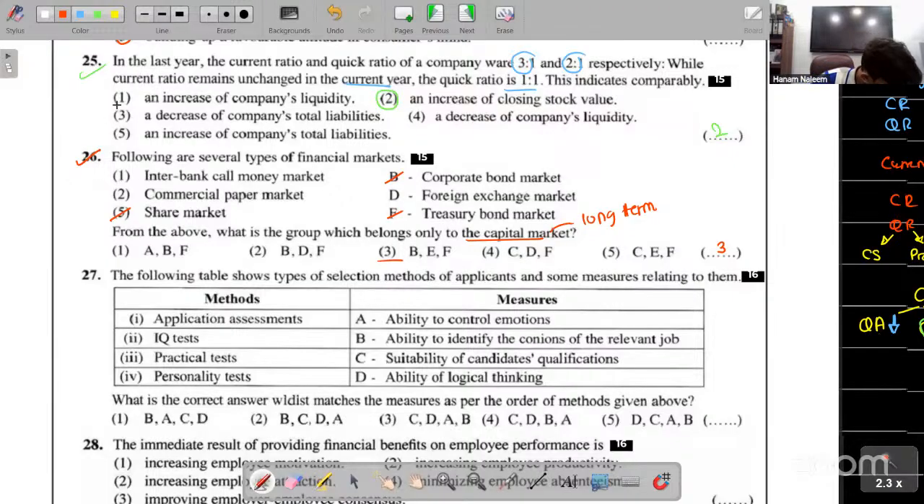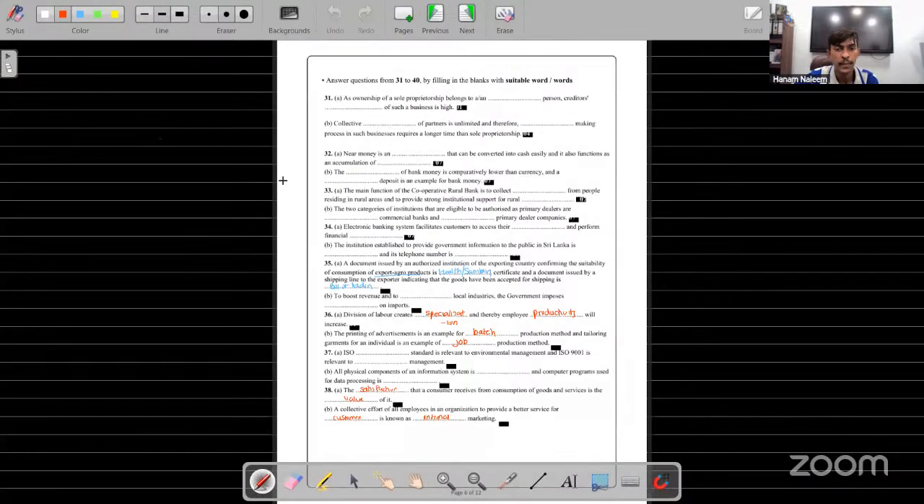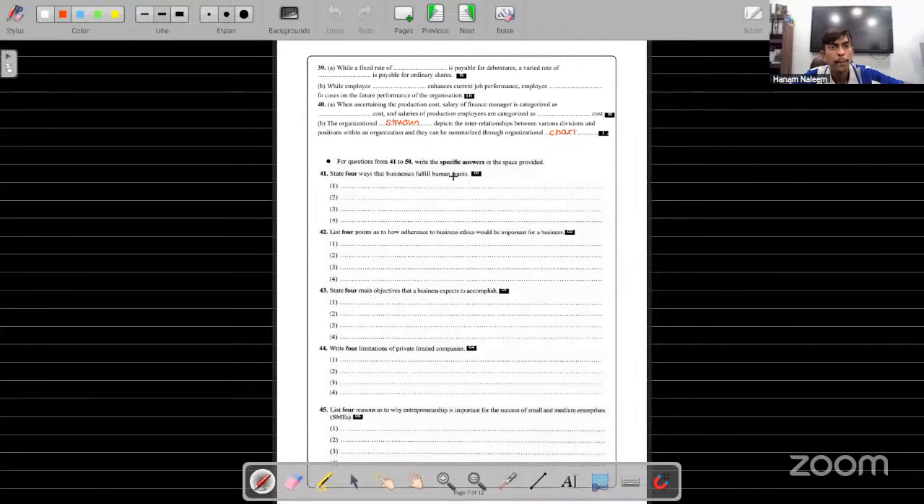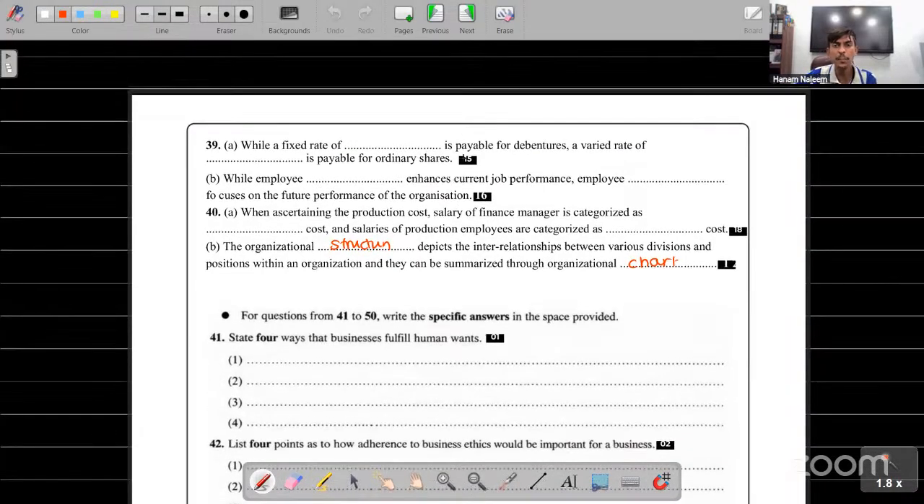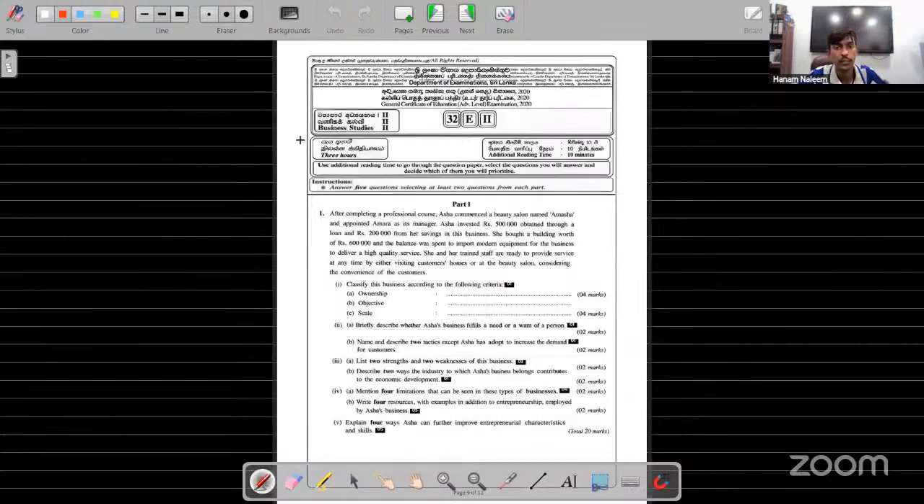Okay, then question number 25, 26, 39A. A fixed rate of blank is payable for debentures. So for debentures, we pay a fixed rate of interest. And a varied rate of blank is payable for ordinary shareholders. For shareholders, we pay dividends.